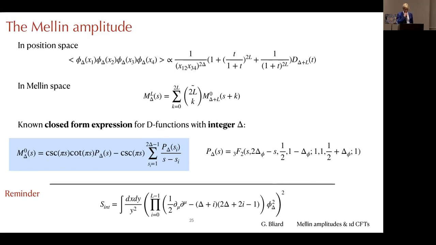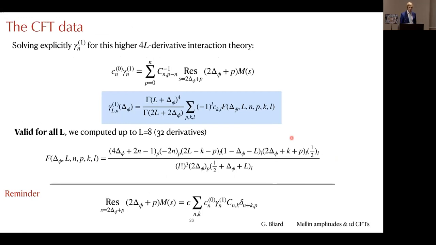However, in Mellin space, we have a closed form expression for these d bar functions for integer delta. So in Mellin space, we can transform this, where this prefactor becomes certain coefficients and a shift in the value of the Mellin variable, and these are simply the Mellin transform of these d bar functions, which are known here. And for integer delta, this p delta is a polynomial. So now that we have the result in Mellin space, since we have this OPE expansion in Mellin space, we can extract the CFT data.